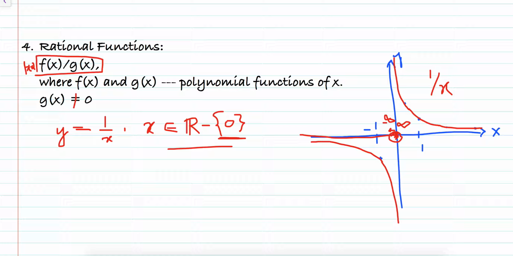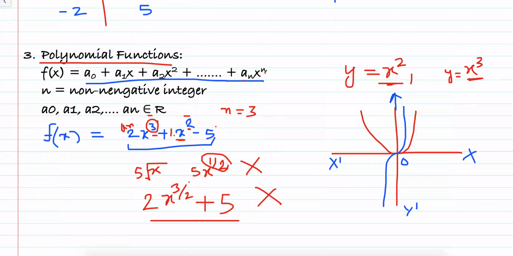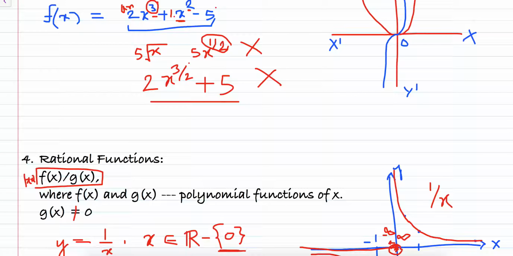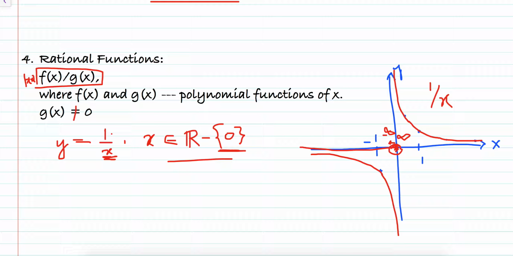So here also f(x) is 1, which is a polynomial function. All a1, a2, a3 and so on will be 0, and this a0 will be equal to 1. So 1 can also be represented as a polynomial function, and similarly x can be represented as a polynomial function. So here both 1 and x are polynomial functions, f(x) and g(x). So this function 1 by x is a rational function, and the plot for 1 by x is like this.